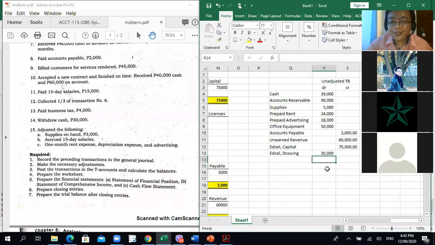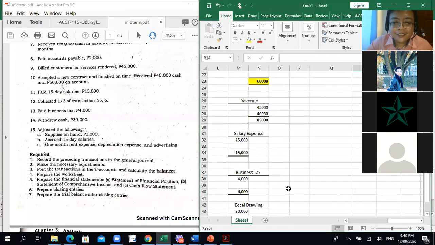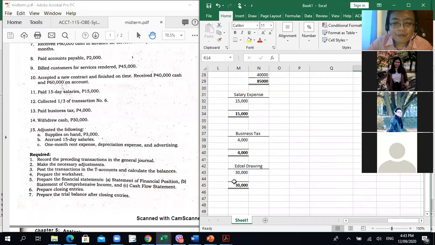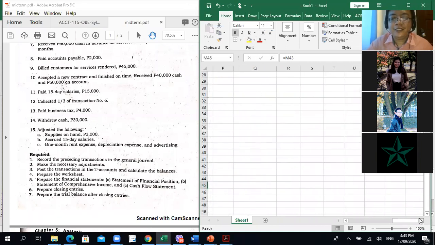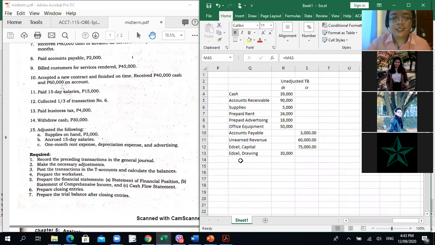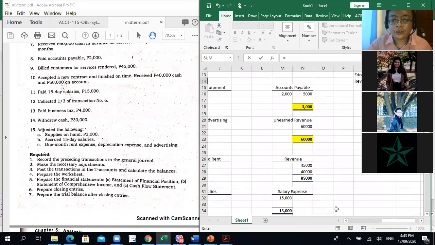So far, tama ba kayo? Kinompare nyo? So far, tama? Ashley? Yes, sir. Tama naman po. Yun, perfect ka pala. Alright, next is revenue. So you have here revenue. How much? So you have here 85,000. I put yellow.